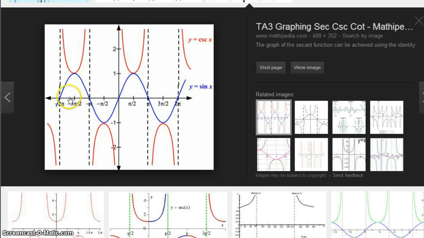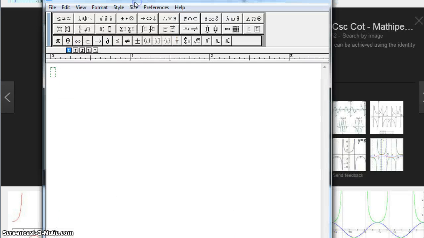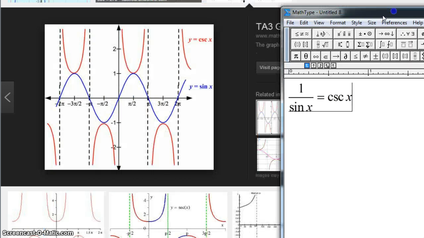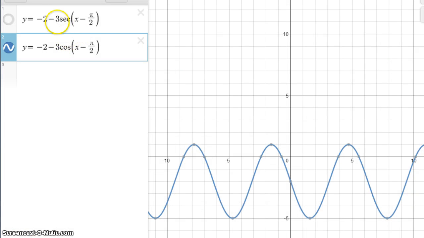With sine and cosecant, cosecant is just 1 over sine. So 1 over sine of x equals csc x. It's basically just the inverse. And cosine and secant, sorry, I keep messing all these names up, is going to be a similar thing.